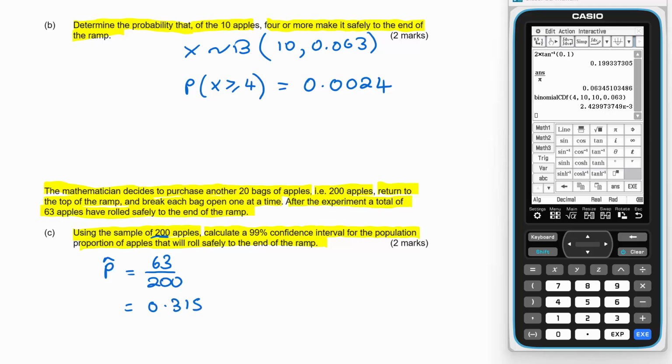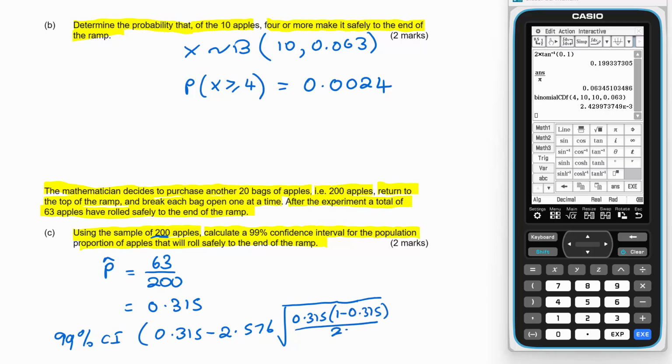That is 0.315. Now, you can certainly do your 99% confidence interval by calculating 0.315 take away 2.576 times the square root of 0.315 times 1 take away 0.315, divided by 200, and then the other end of it will be the same thing, but just with a plus there. This is the Z99 value. But in all likelihood, you're going to use an eActivity for that.